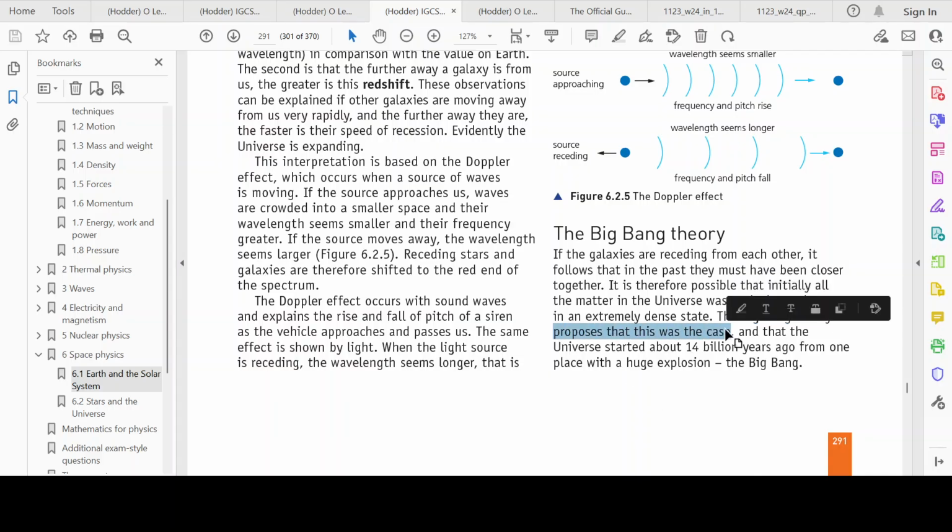So, the Big Bang Theory proposes that this was the case and that the universe started about 14 billion years ago from one place with a huge explosion, right? So there was an explosion in that densely packed mass, and because of the force of that explosion, things started moving apart, and they're still moving apart, right? So distances are increasing.